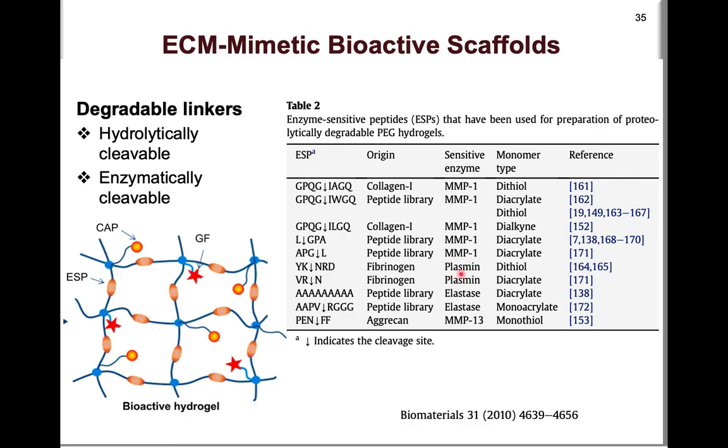We also have plasmin here. Plasmin is the enzyme that is responsible for cleaving fibrinogen or cleaving fibrin clots, I should say. And then here we have elastase, which is another enzyme associated with the cleaving of elastin peptides, and then another matrix metalloproteinase. And then this column is showing what type of monomer was utilized to functionalize these peptides to enable inclusion of those peptides into the polymer network. The references are here, and of course this paper is from Biomaterials 2010.